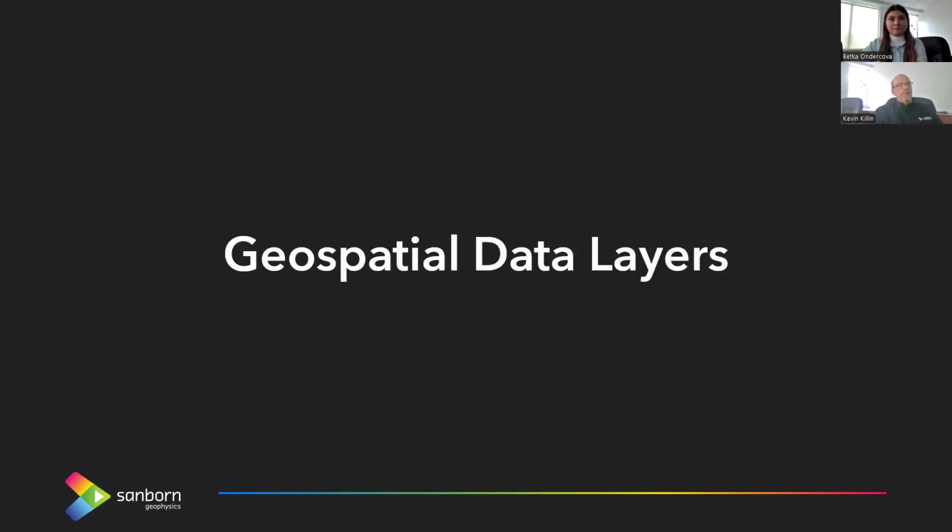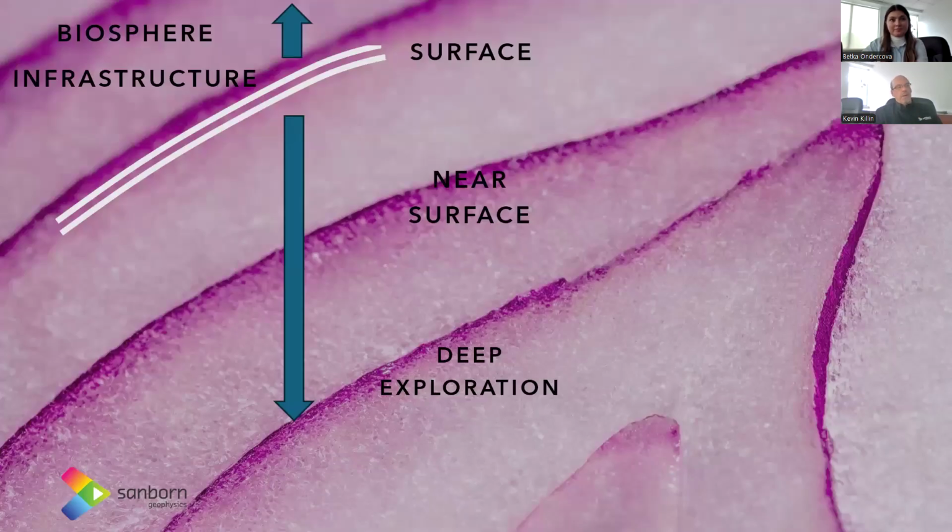So now let's talk about geospatial layers and using them to analyze an area of interest. It's important to choose appropriate layers for specific goals. Now we come to our onion.